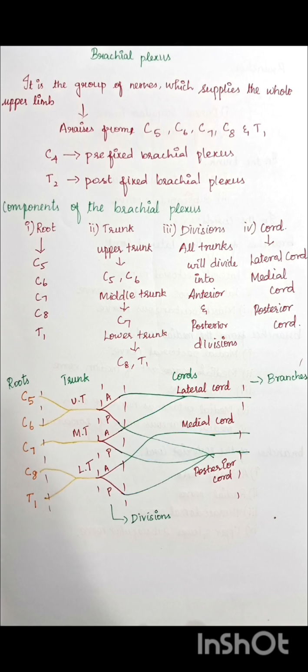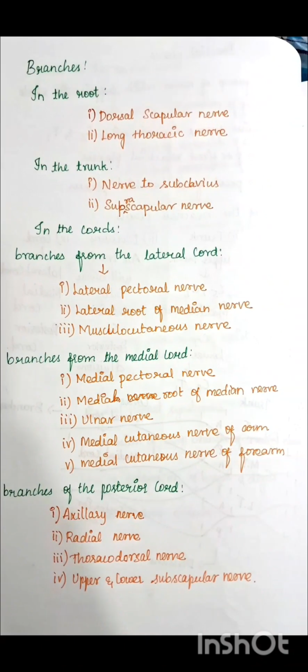Coming to the branches of the brachial plexus, branches arise from the roots, trunks and cords. First, the branches which arise from the roots: the dorsal scapular nerve and the long thoracic nerve. The dorsal scapular nerve supplies the levator scapulae and rhomboid major and minor muscles, whereas the long thoracic nerve supplies the serratus anterior muscle.